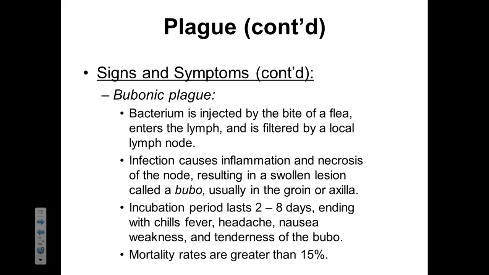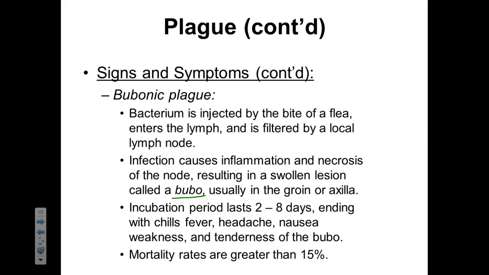Bubonic plague is caused when the bacterium that causes this disease, the plague, gets into the victim via the bite of a flea. This bacterium, Yersinia pestis, then travels through the lymphatic vessels to the lymph nodes and causes inflammation and necrosis of the lymph node. The lymph node will swell and cause a lesion known as a bubo. These buboes usually form in the groin or the armpit areas. Occasionally they'll also form in the neck or the abdominal region as well.